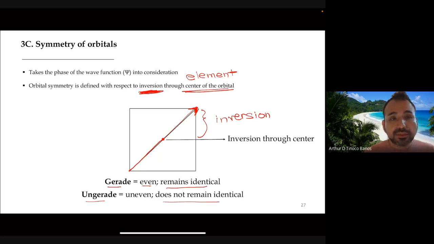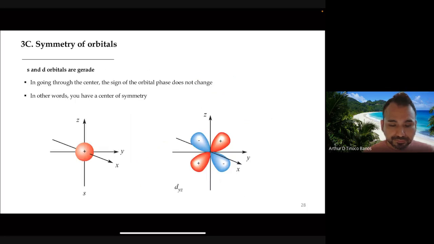Let's look at this by looking at specific orbitals for us to understand this concept of symmetry. It turns out that the s and d orbitals are gerade. Let's look at this more closely. Let's focus on the s orbital. In going to the center, the sign of the orbital phase does not change. In other words, you have what is known as a center of symmetry. So let's define this point where we have a plus, which is my representation of the nucleus, a positively charged nucleus. We'll put a little dot here.